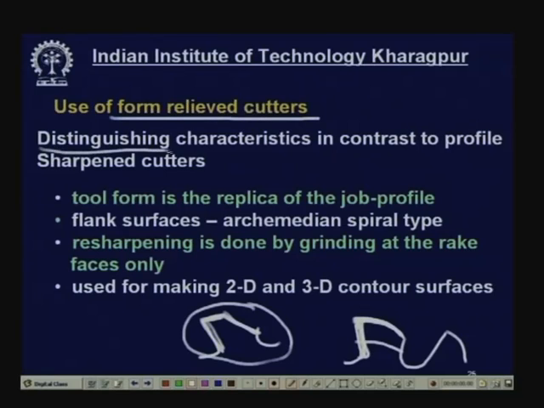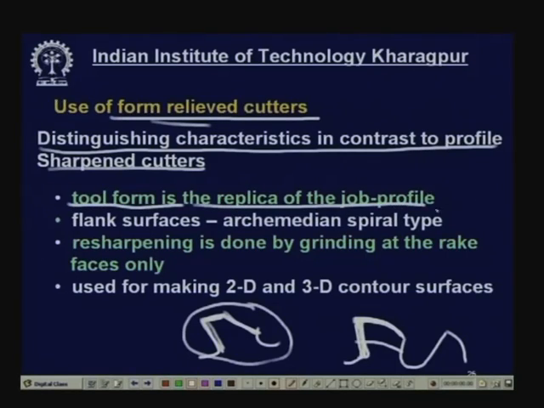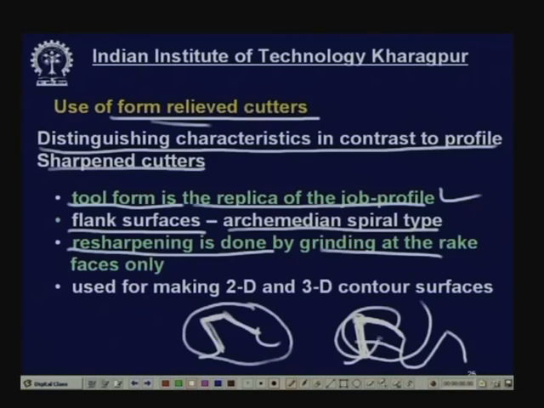So, in contrast to profile sharpened cutters, what are the characteristics of form relief? Number 1, the tool form is the replica of the job profile, just like gear milling cutters. Flank surfaces are Archimedean spiral type as shown here. Resharpening is done by grinding the rake surface only, used for making 2D and 3D contour surfaces, not for flat surfaces.